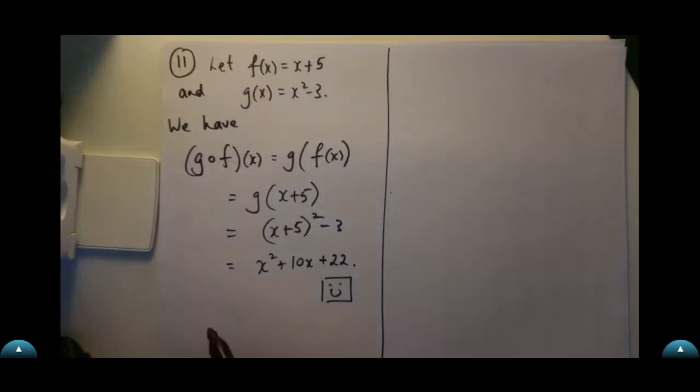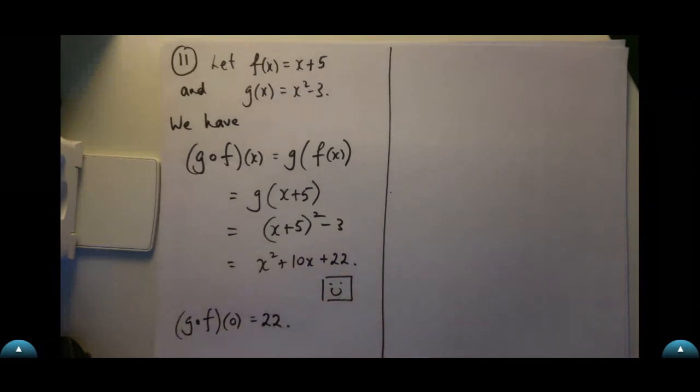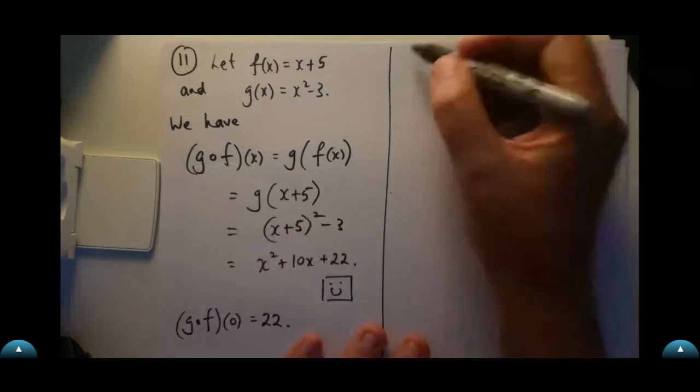So what then is g o f of 0? g o f of 0 will be 22. Thank you, Aaron.